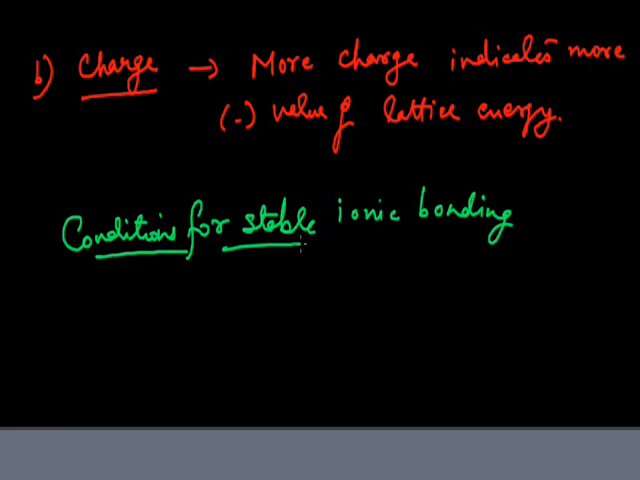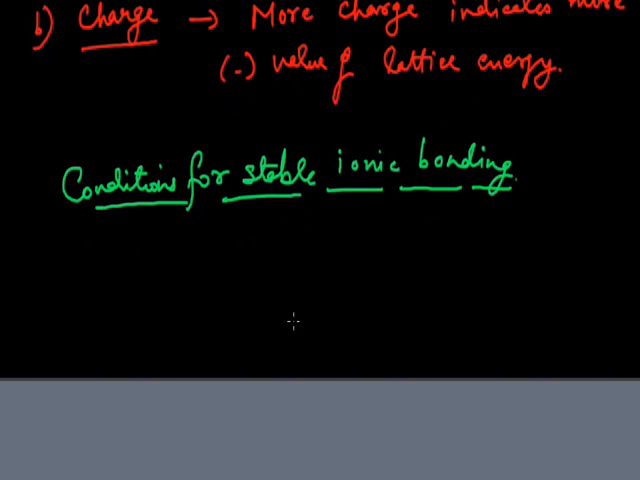Now if we just talk about the energy changes, the changes which are taking place during the process, we'll come to know that three types of energies are involved during this process. First one is IE, that is the ionization enthalpy. Next is electron gain enthalpy, and last one is lattice energy. How these energies affect the stability of the ionic bonding, we should have a look at now.